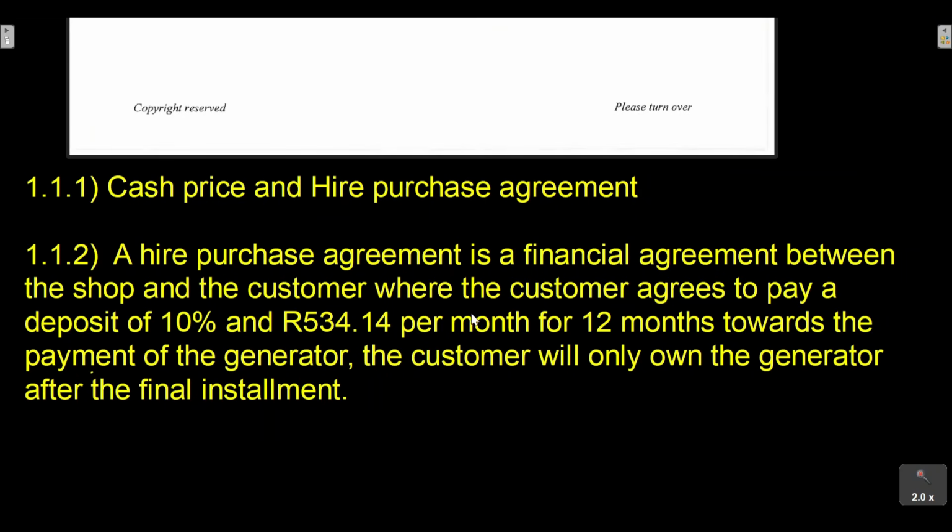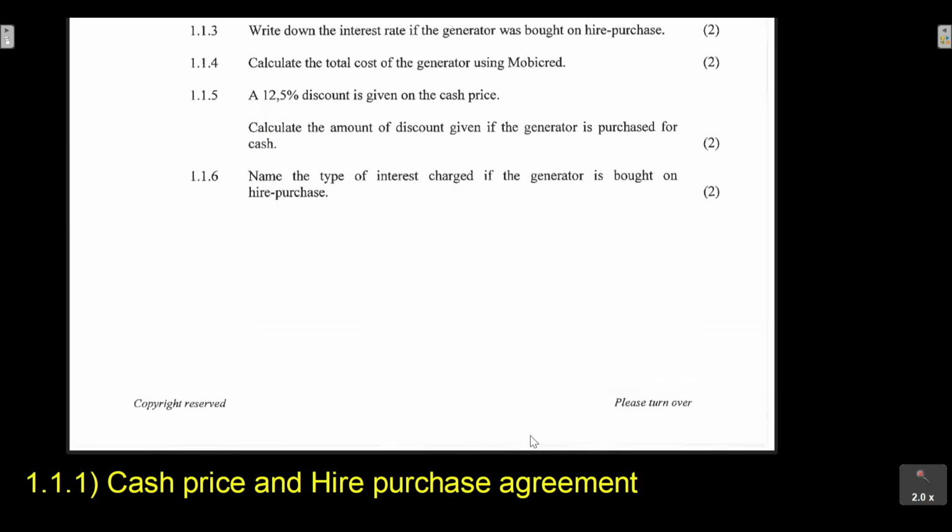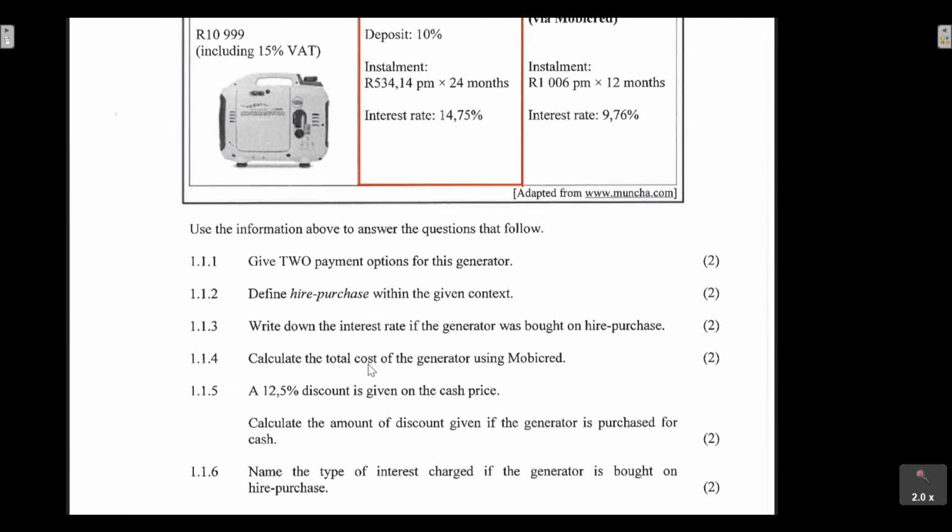Right. So I've basically written here that a hire purchase agreement is a financial agreement between the shop and the customer where the customer agrees to pay a deposit of 10% and 534 Rand and 14 cents per month for 12 months towards the payment of the generator. It's also important to note that the customer will only own the generator after the final installment. So for just giving that definition, you will get your full 2 marks.